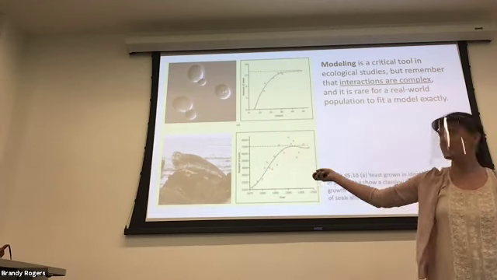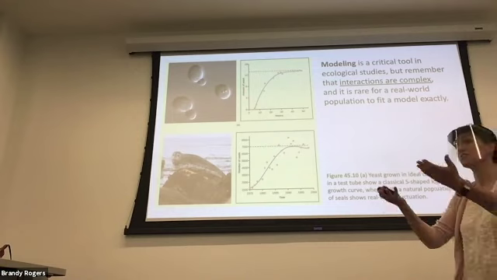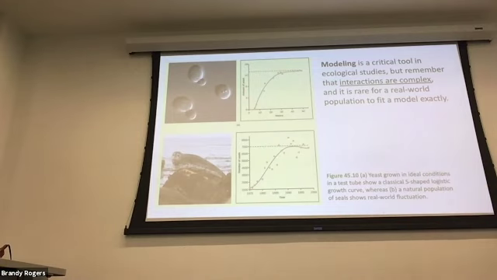And all this is saying is that modeling is a valuable and critical tool in ecological studies, but interactions are complex. And it is rare for a real world population to fit a model exactly. That would be weird, in fact, right? Because the world is crazy, yes? All right.